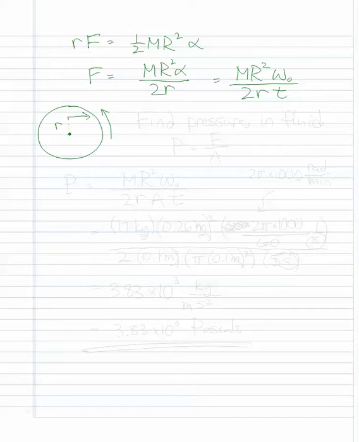But let's now continue on with how we posed it in class, which is to say, find the pressure in the brake fluid. So to do that, I'm going to remember that pressure is force per unit area. So the pressure in the brake fluid has to be equal to the force, mr squared omega naught, all over 2r times the area of the little thing that's pressing on it, times t.